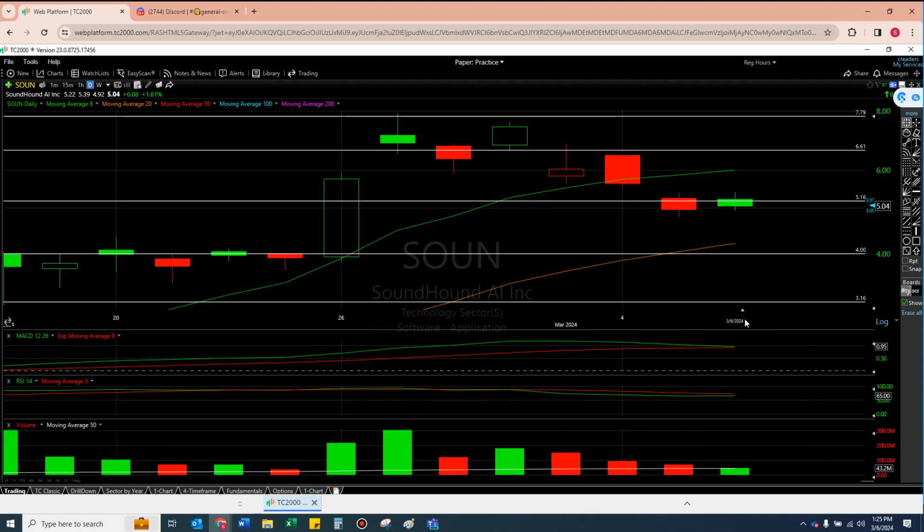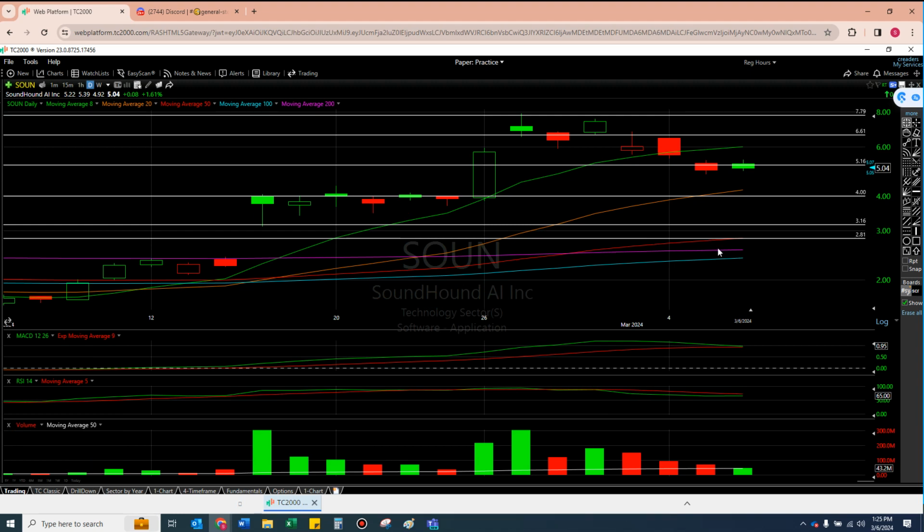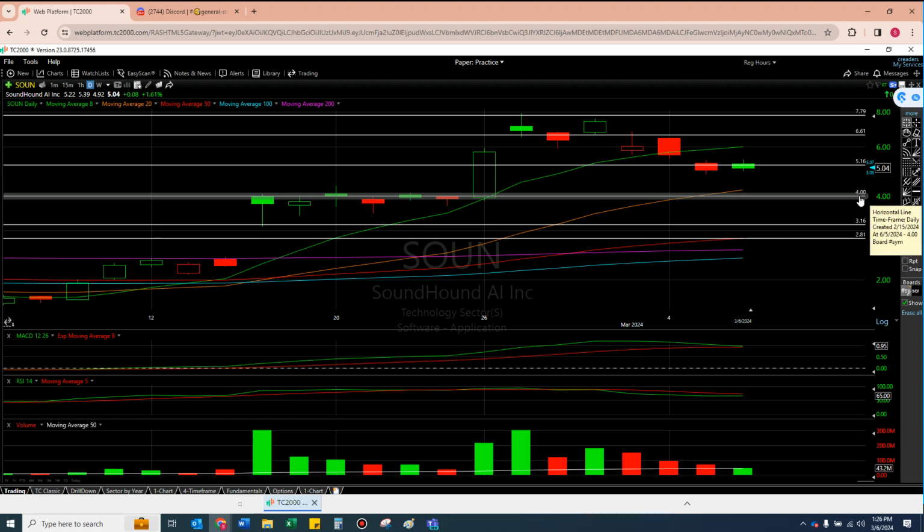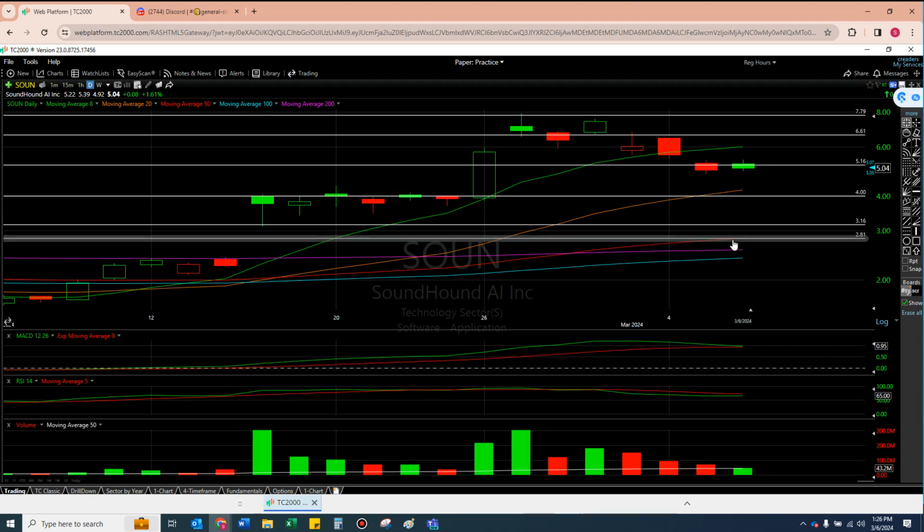I still haven't even talked about the 200 moving average yet, right? But we still don't have two consecutive good candles over this line to make me believe, okay? I still think the 20 is going to hold it. I still think this $4 line might hold it. I still think that this 50 moving average might hold it.